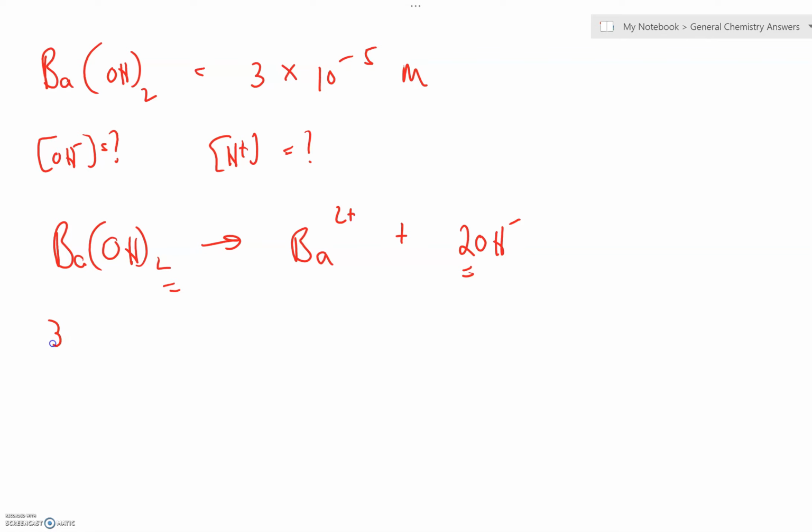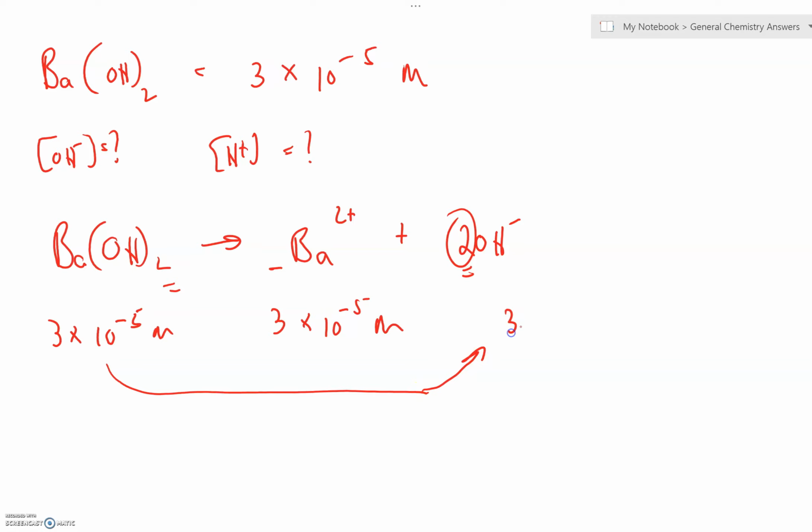So that when you put 3 times 10 to the minus 5th molar barium hydroxide in solution, you're going to get 3 times 10 to the minus 5th molar barium, right? There's no coefficient there, that's a 1. But you're going to multiply this guy by 2, because there are 2 of them. So that's going to be 3 times 10 to the negative 5th times 2 is 6 times 10 to the negative 5th molar. This is our concentration of hydroxide.